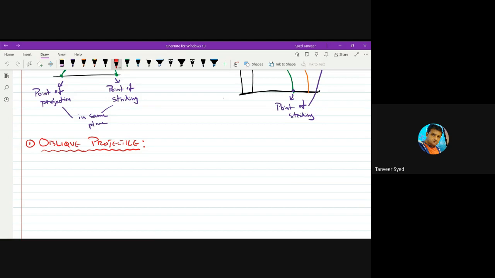When we are discussing in horizontal direction, you must look only in horizontal direction. When we are discussing in vertical direction, you must look only in vertical direction. If you can do this thing, it will be very easy.